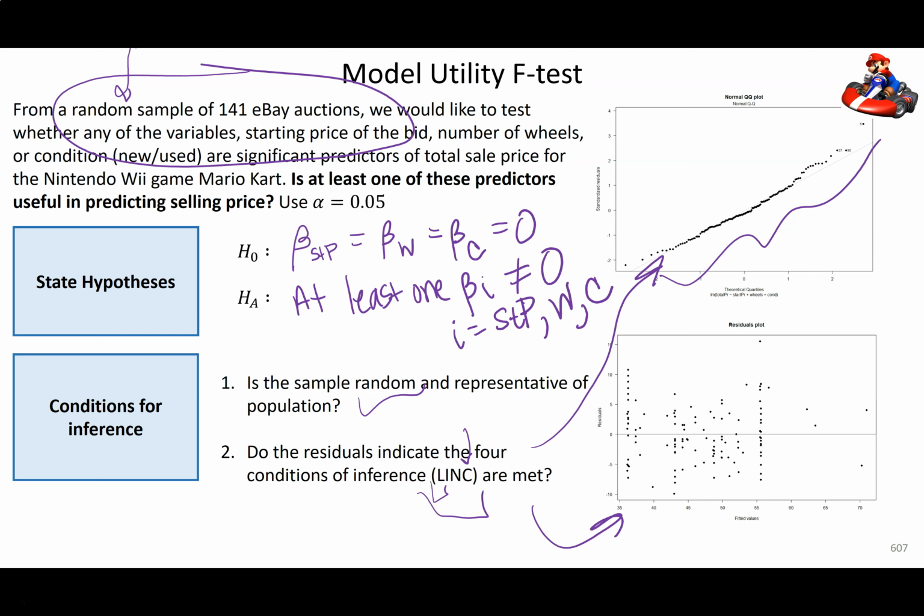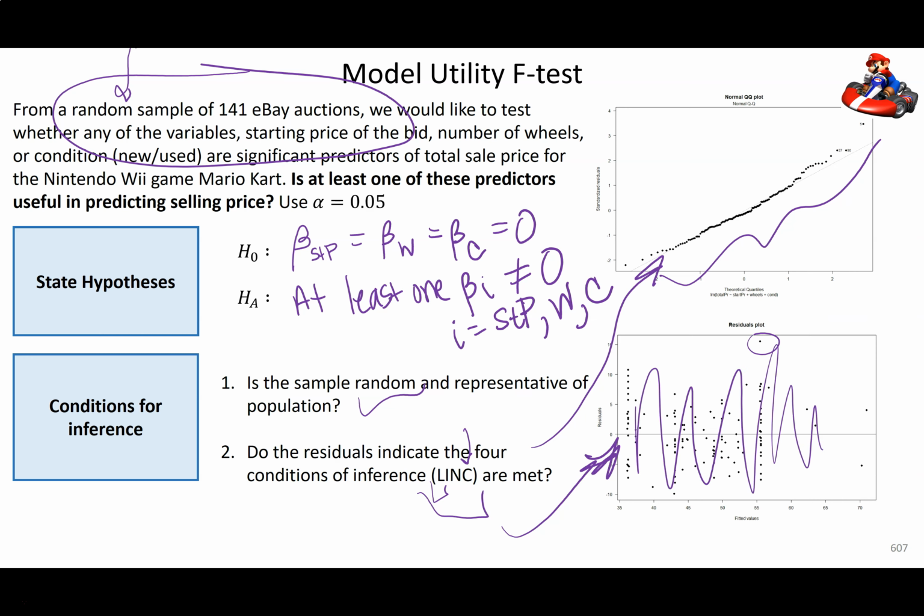For linearity, I want to look here again. So the residuals versus fitted plot. Here is where I look, is there a big old curved pattern? Is there something that tells me that fitting a line was inappropriate? And I don't see anything. There's an oddball point here, but there are definitely fewer observations out at the end. But I would say yes, the residuals indicate they're roughly well met.